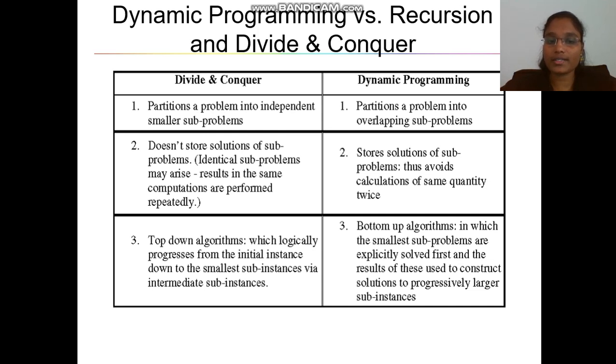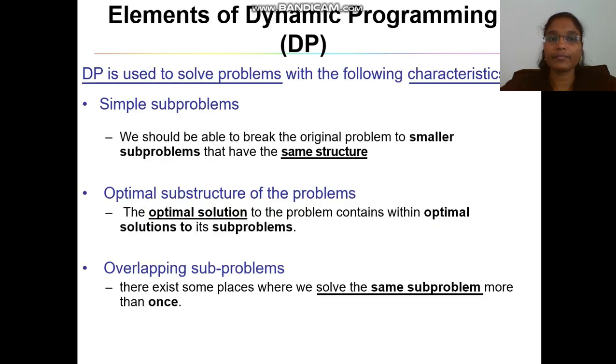Divide and conquer is a top-down algorithm which progresses from the initial instance down to the smallest sub-instance. That is, starting from the larger problem to the smaller instance. But dynamic programming is a bottom-up algorithm where we start from the smallest subproblem. The smallest subproblem is solved first and the results are stored, and further as we progress to larger subinstances, wherever the results of these smaller instances are needed, we can use them directly.